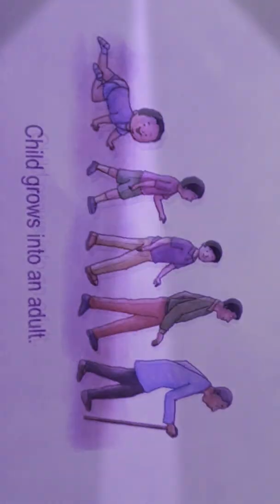See, in this picture they have given the stages of human life. See, from childhood onwards, how a man grows into an adult. This is the stage of infancy, the second one is the stage of childhood, the third one is the stage of young age, the fourth one is the stage of an adult, and the fifth one is old age. These are the life cycle stages of a man.